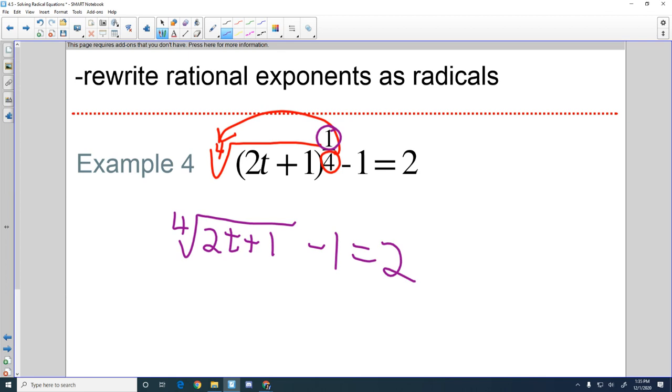So basically, if you ever see a fraction for an exponent, just rewrite it as a radical, and then you can solve it just like we've been doing all these other problems. Cool? From this point, I want you to go ahead and solve this the rest of the way on your own. Again, take about a minute.